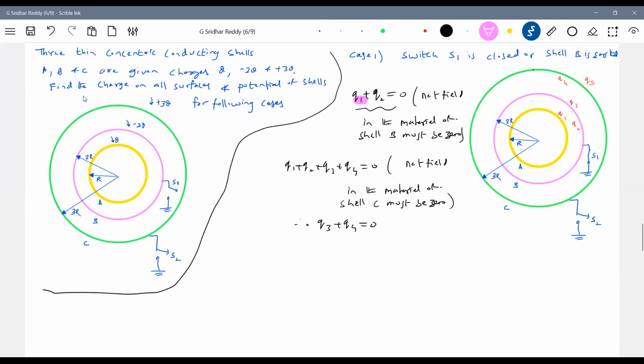I think these are things which are going to help us a lot. Put it here now. Let's come to this one. Which shells are not earthed? Shell A and C are not earthed. So the charge of a shell not earthed should be conserved. What was the charge of shell A? Q. So therefore, Q1 should be equal to plus Q. The reason: charge of shell A is conserved.